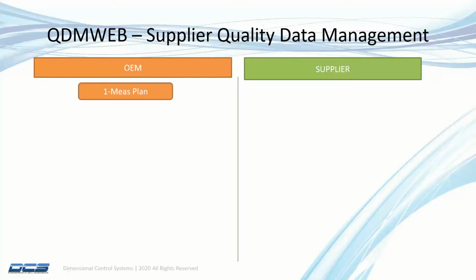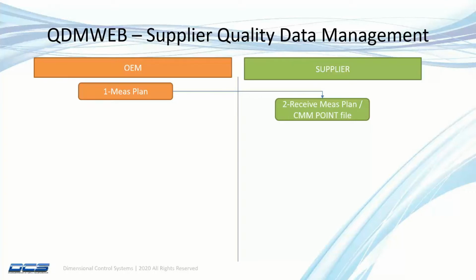First is the measurement plan, which is designed by the OEM. The OEM decides, on a particular component, let's say a bracket, what features need to be measured and what the naming conventions should be for those points. That's decided as a measurement roadmap and then provided to the supplier via QDM Web. Think of the blue line in the middle as QDM Web, which connects both user bases.